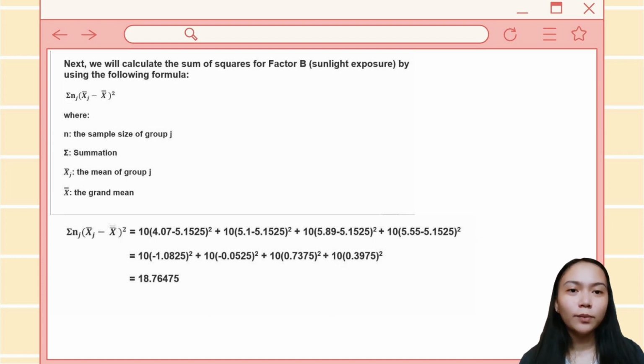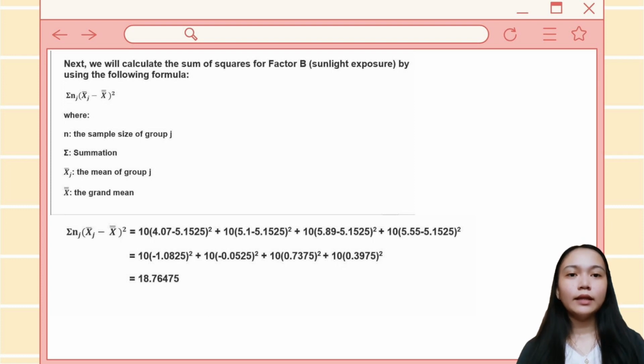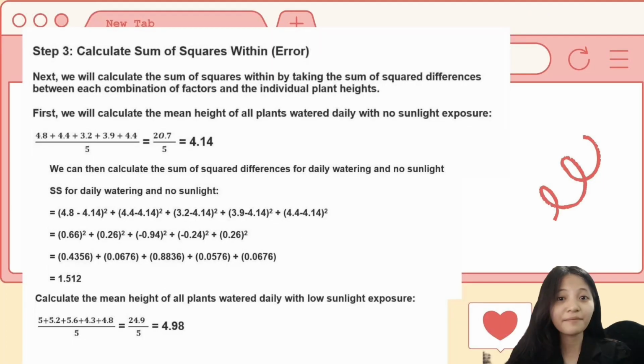equals 10 times negative 1.0825 to the power of 2 plus 10 times negative 0.0525 to the power of 2 plus 10 times 0.7375 to the power of 2 plus 10 times 0.3975 to the power of 2, and the answer will be 18.76475. Step 3. Calculate sum of squares within.